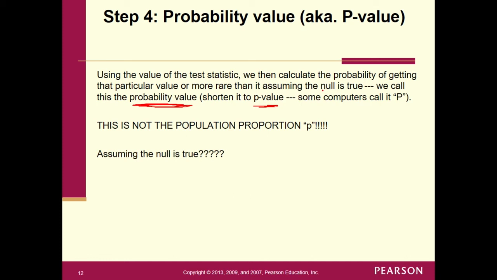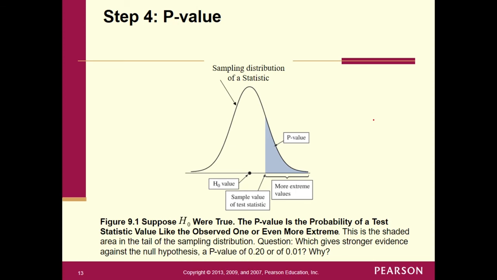A lot of students get confused over, well, what are we saying when we assume the null is true? I think most people can understand the statement here, but they get a little confused when they see "assuming the null is true." What are we talking about here? Well, I think the best way to describe this is with a picture.